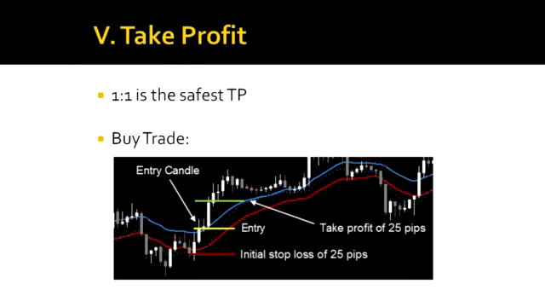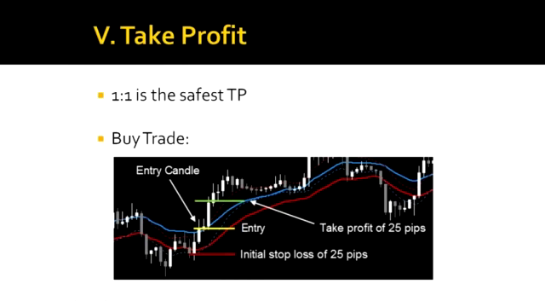The take profit level. We are going to initially go for a 1-to-1 take profit. We can see in this buy trade, a 1-to-1 take profit. What that means is whatever we're risking on the trade is what we're going for. So here we can see the yellow horizontal line is our entry, and we can see where the entry candle is. The initial stop loss goes just below the 20 EMA of the lows. And in this example, it's 25 pips away.